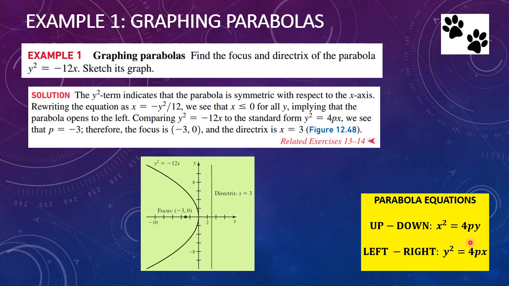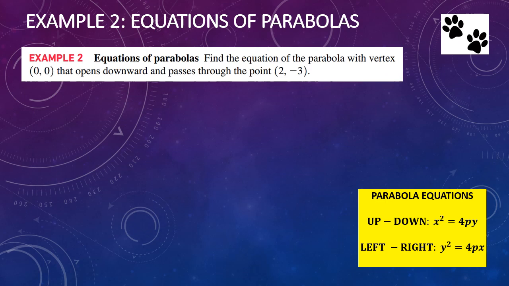So this little summary here, but of course you need to know which is positive and which is negative. And so to the left and up are positive, and to the right and down are negative values of p. So now let's look at a different take on a similar problem.